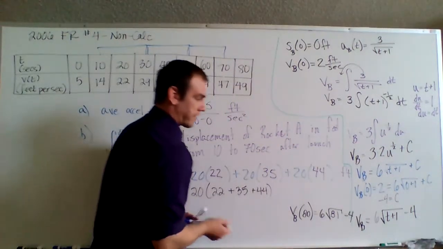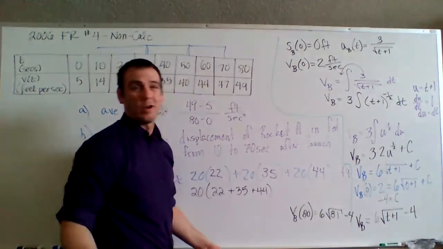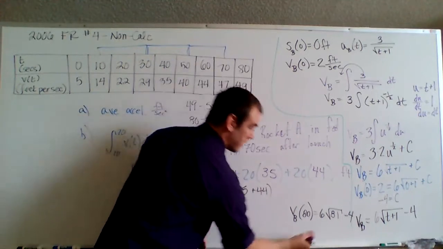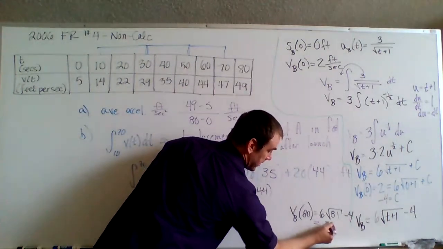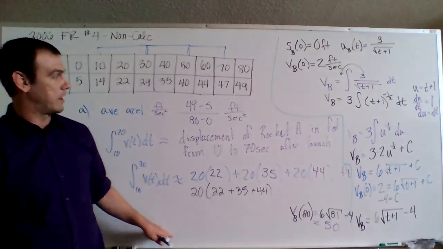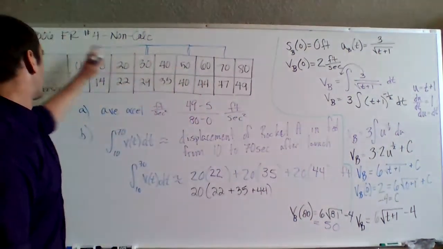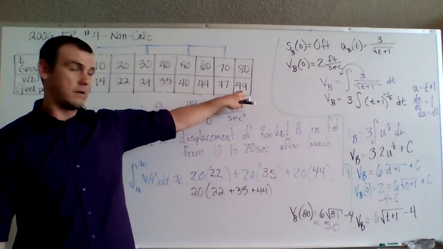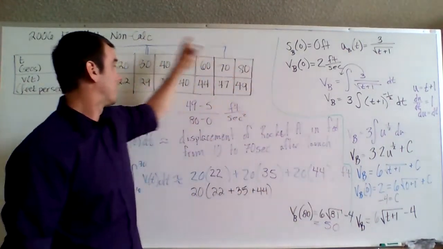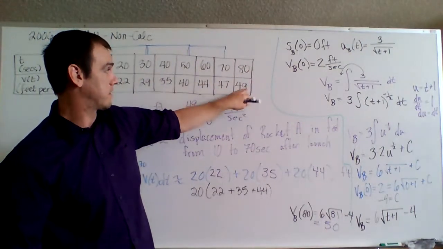So we've got 6. Square root of 81 is going to be 9. So 6 times 9 is 54. 54 minus 4 is 50. You actually have to do all that work just so you can compare it to rocket A. They ended up being really close to each other. VB is 50. V of 80 is going to be 49.